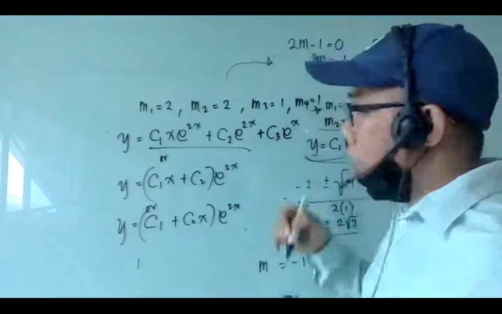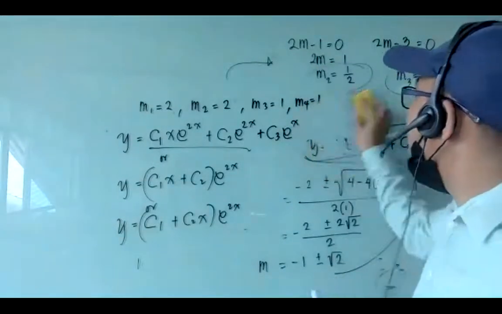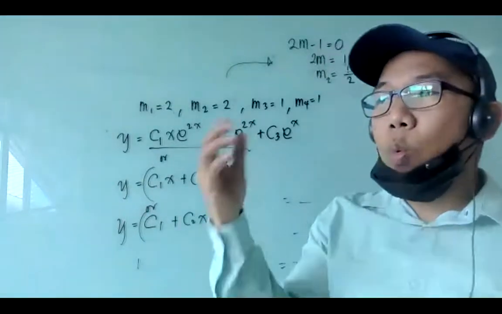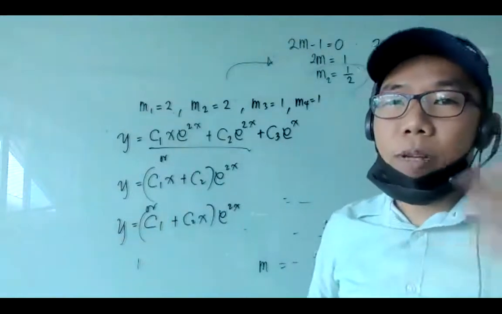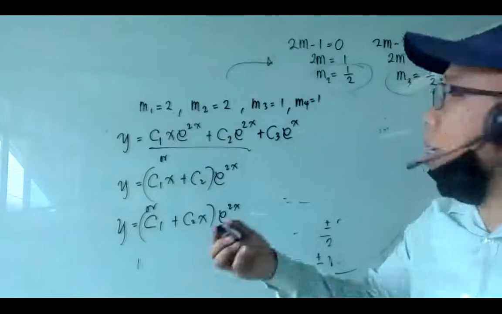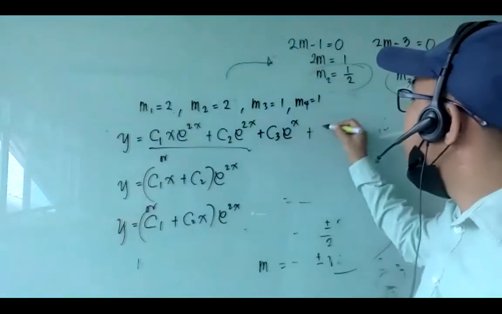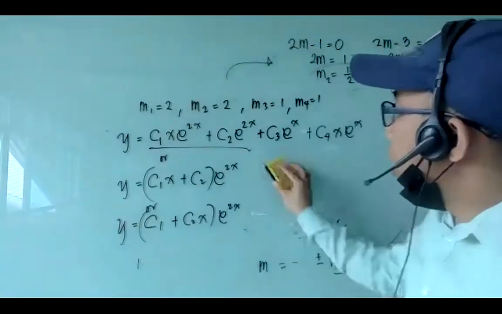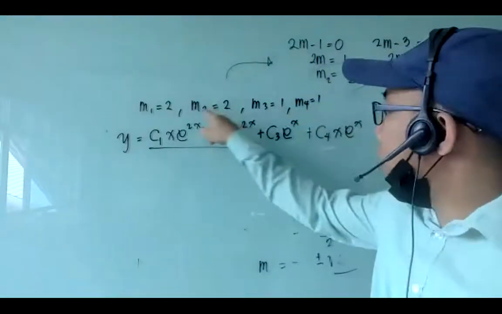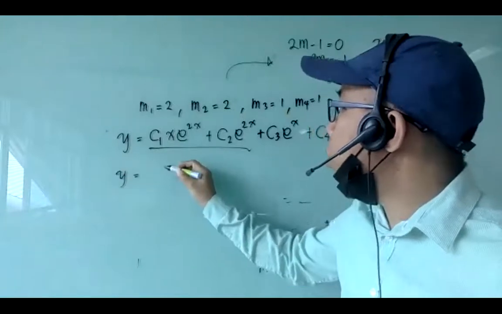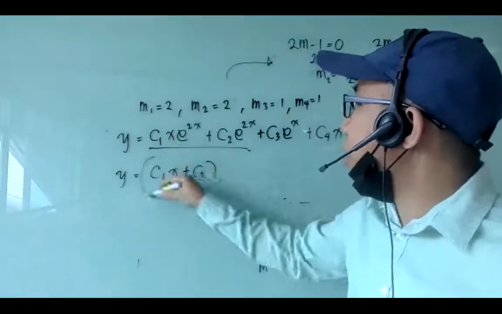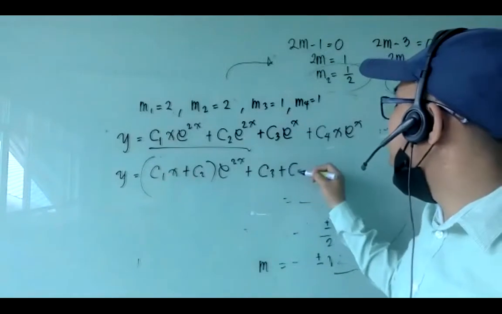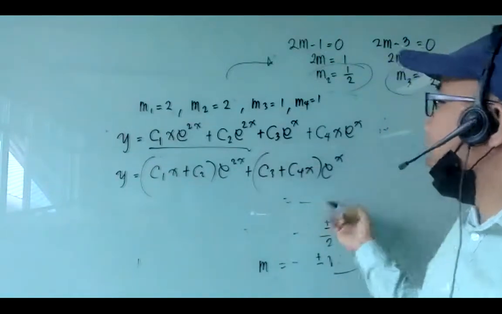Pwede rin dalawang 1 na magkapareho. So, m sub 4 mo is equal to 1. So pag ganun na case, sinusulat ko na yung mga other na possibilities, kasi yung way ng pagkuha ng roots is kayang-kaya nyo nang gawin, yung gamit yung synthetic division, factoring by grouping, etc. So this will become c sub 4 x, e raised to x. So ang mangyayari, the solution is y is equal to c sub 1 x plus c sub 2 times e raised to 2x plus c sub 3 plus c sub 4 x e raised to x. Ganun lang.